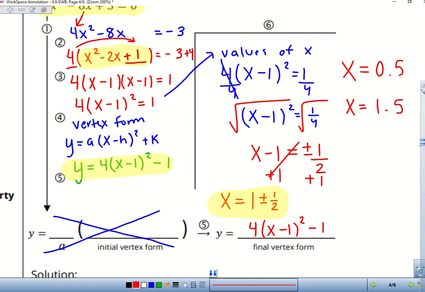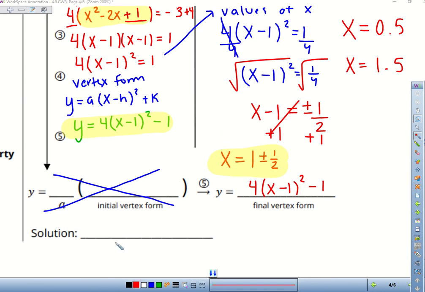1 and 1/2 or 1.5. So those are our two solutions. You can write them as fractions or decimals, I don't care. Please write them as fractions or radicals if they are not terminating decimals. Does everyone understand what I mean by that?